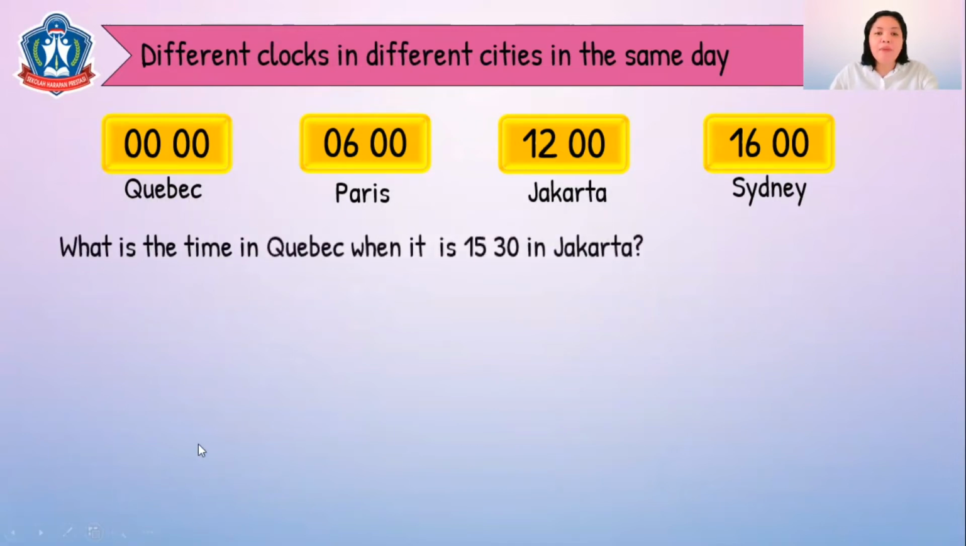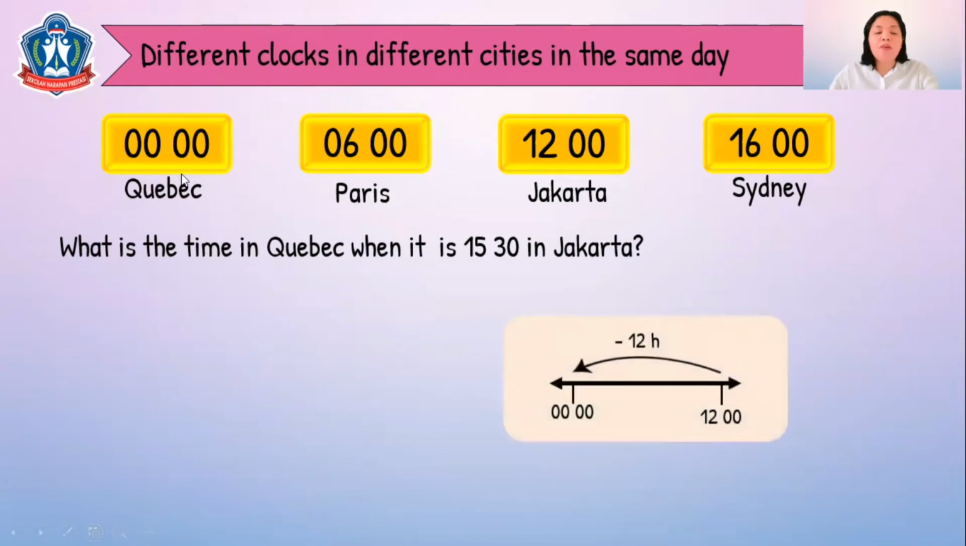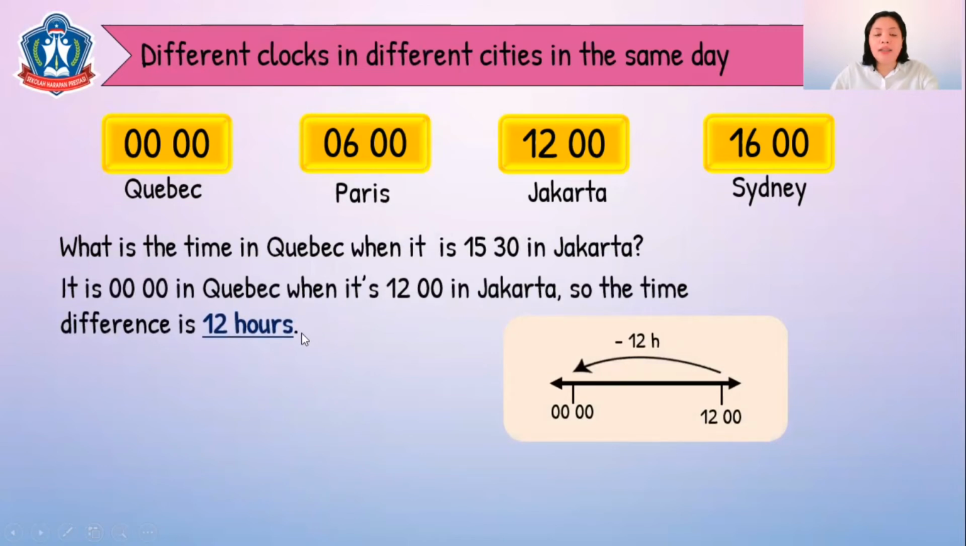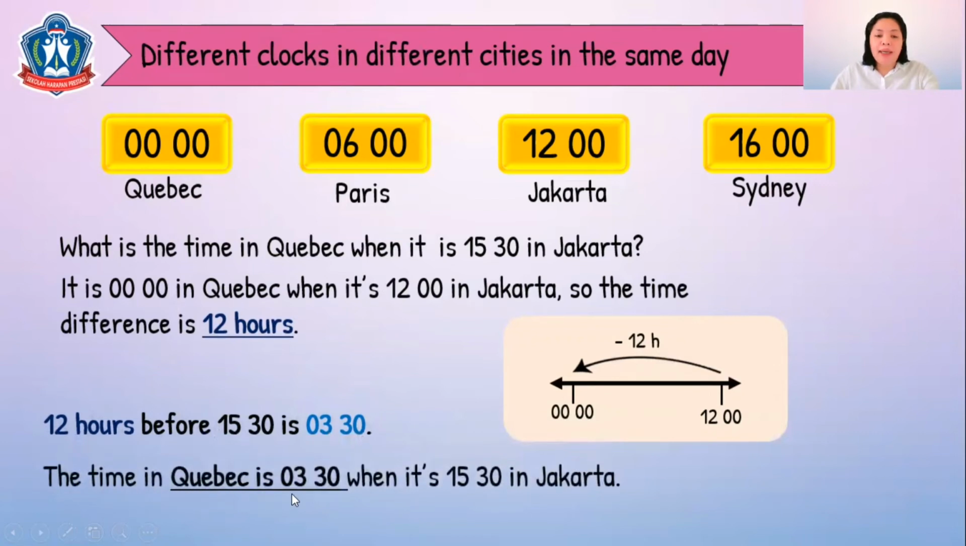Let's try to find the time in Quebec when it is 15:30 in Jakarta. First, let's try to find the time difference between Quebec and Jakarta. So from 12 midnight to 12 noon, how many hours? That is 12 hours difference. So it means to say that Quebec is behind by 12 hours compared to Jakarta. So when it's already 15:30 in Jakarta, to find the time in Quebec, we just need to subtract 12 hours. So 15:30 minus 12 hours is equal to 3:30. So this is 3:30 a.m. So the time in Quebec is 3:30 when it's 15:30 in Jakarta.